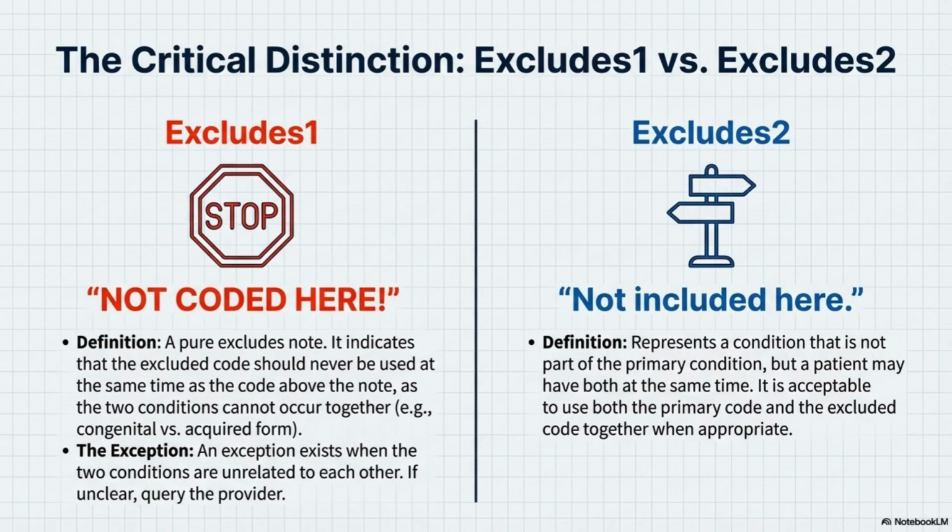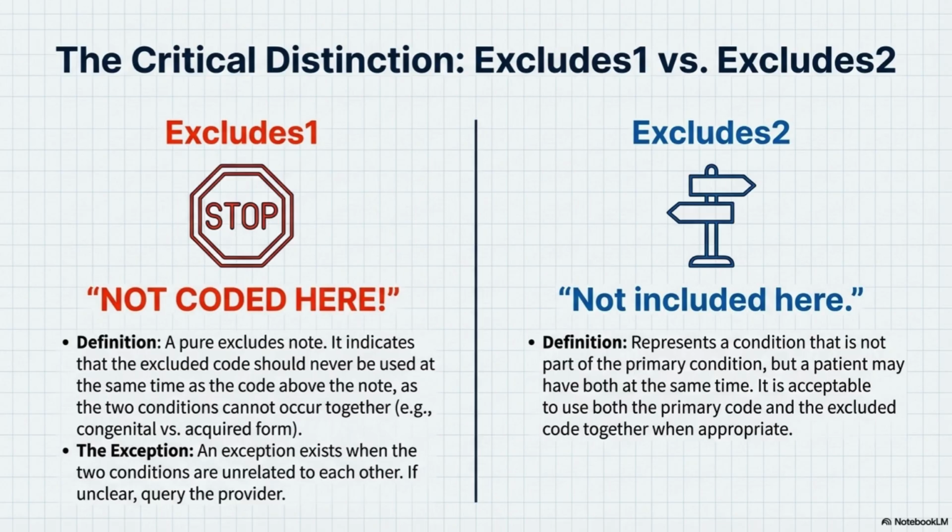When an Excludes 1 note applies to two related conditions, you must assign only the code referenced in the Excludes 1 note. For example, under code G63, polyneuropathy in diseases classified elsewhere, the tabular list includes an Excludes 1 note for B02.23, postherpetic polyneuropathy. This means that if both conditions are documented together, G63 is not coded. Instead, you assign B02.23, because the Excludes 1 note directs you to use that code exclusively.